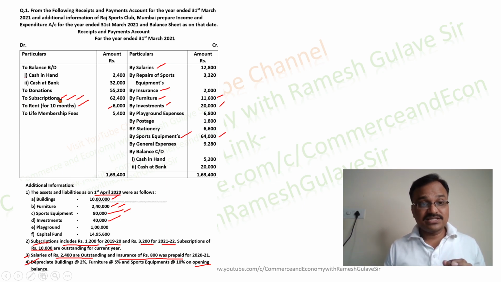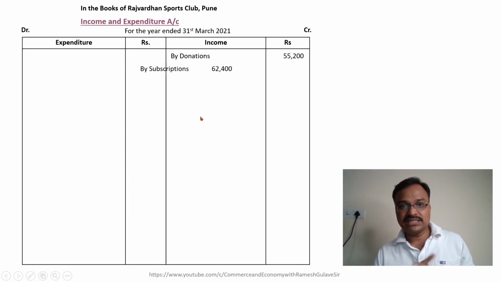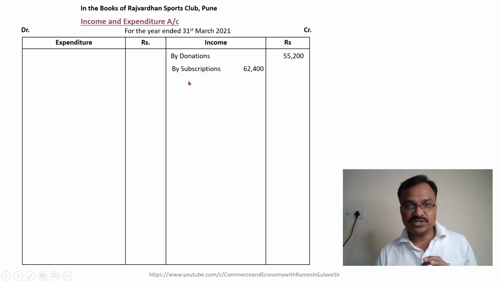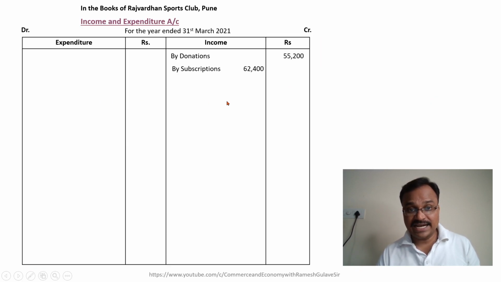So we have discussed that there are three adjustments on subscription. So we have to record the amount of subscription in the inner column, and the amount of subscription is 62,400, and accordingly we have to keep space for three adjustments, right? So here subscription 62,400. Then after subscription, the next point is rent for 10 months. Here we have discussed that there is a hidden adjustment.